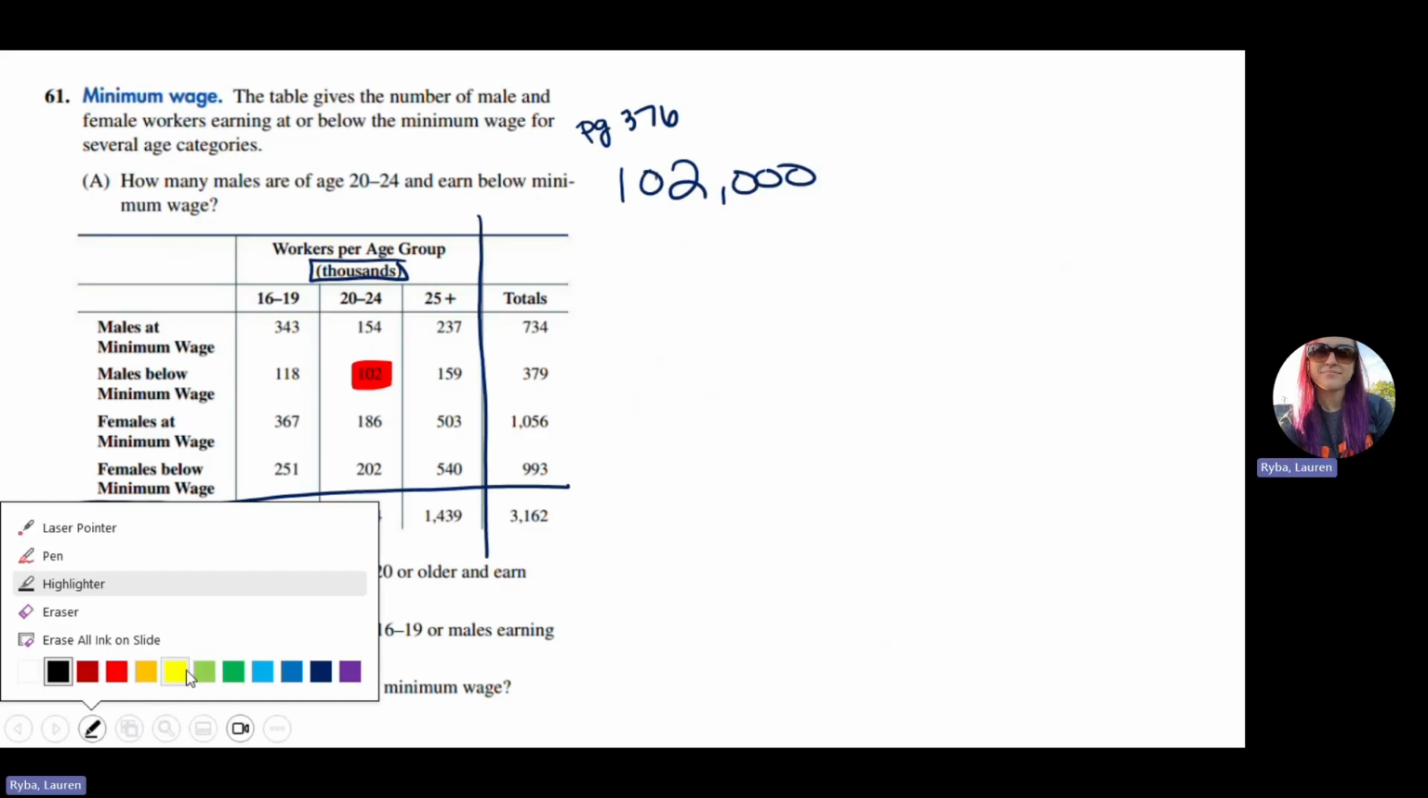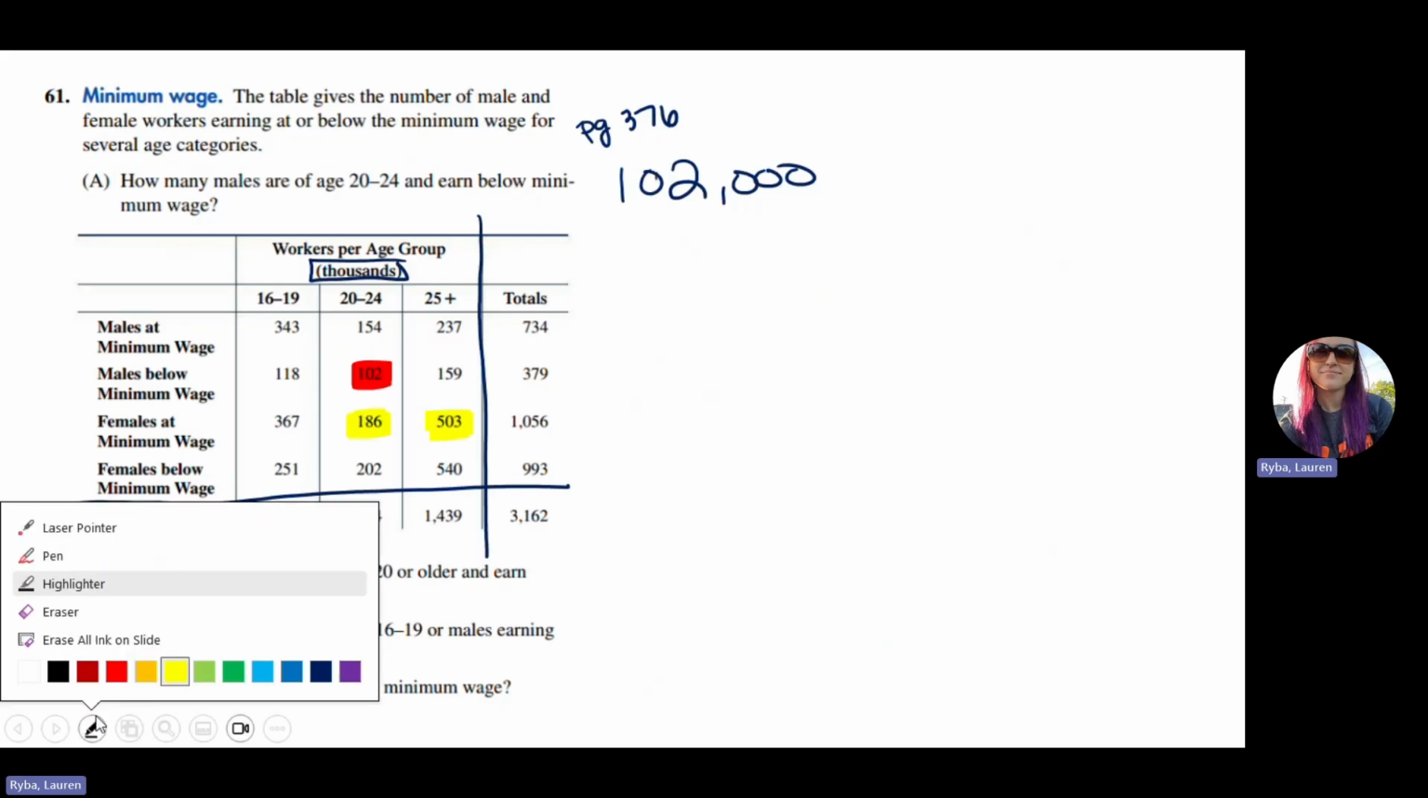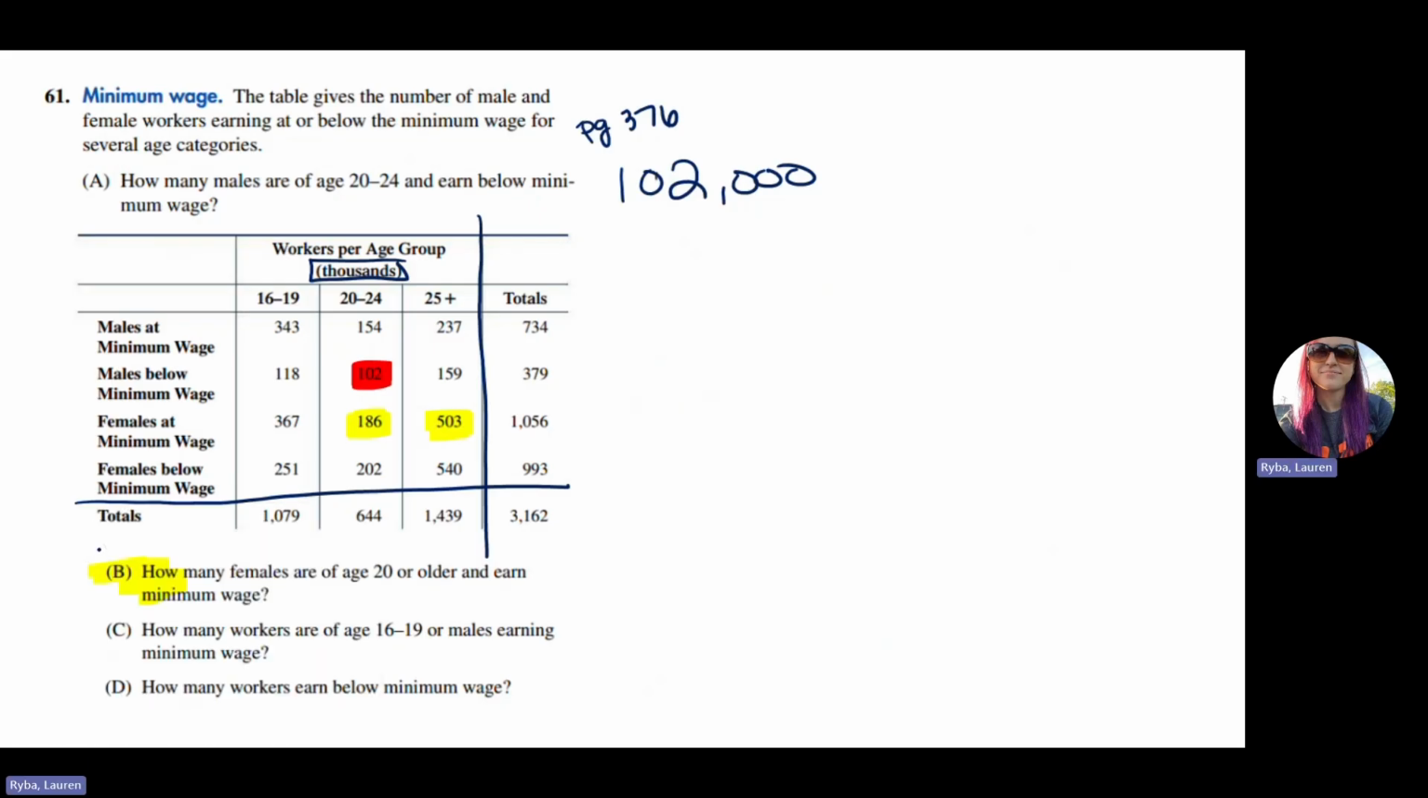Okay, next question. How many females are age 20 or older and earn minimum wage? So female minimum wage, I'm working here. This is 16 to 19. That doesn't work. 20 or older. So this one and this one both work for that. So 186 plus 503 is 689, and then 0, 0, 0.